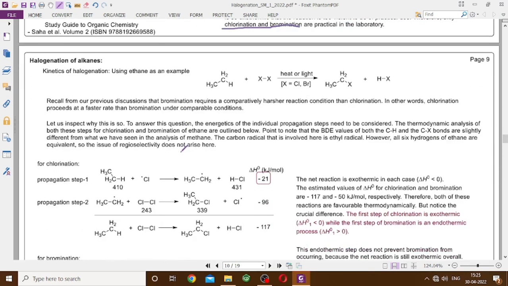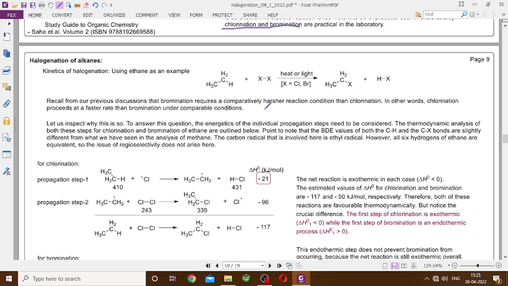Now let us take a look at the kinetics. Thermodynamics is done. Let us take a look at the kinetics, but this time we are changing our model. Our model is being changed to ethane. Not much is changing, because like methane, only one type of hydrogen is there. The 6 hydrogens of ethane are also equivalent. 3 hydrogens here are primary hydrogens, and 3 hydrogens here are primary hydrogens as well. So any one of the 6 hydrogens, if you replace, you will get ethyl halide and the HX.